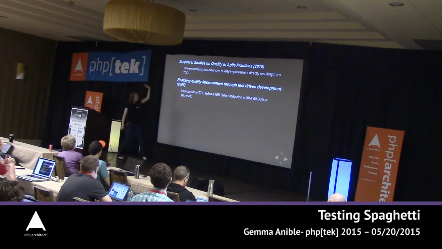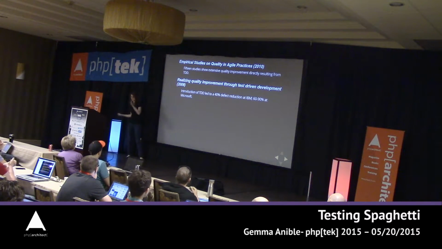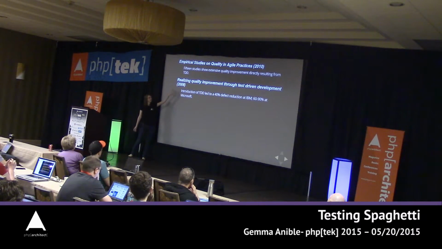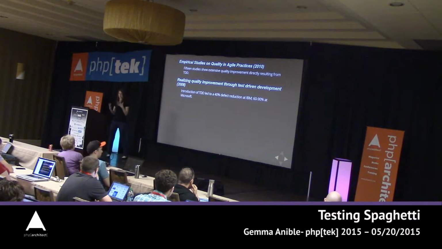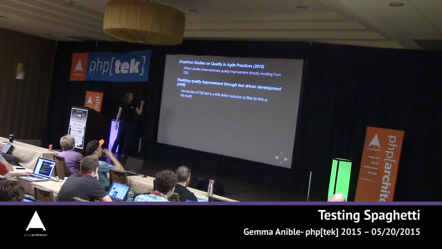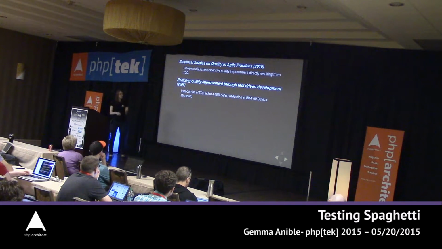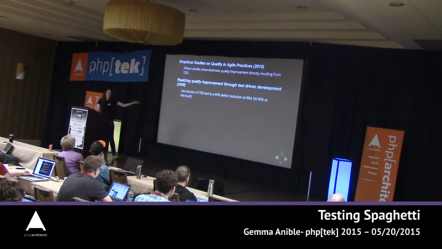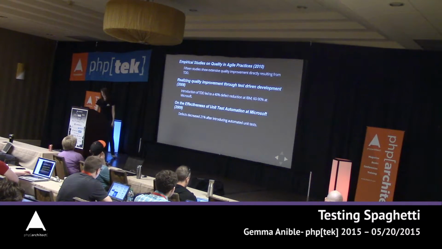This one is the classic study. If you do any academic research into testing at all, you will run across this study. This was big projects, real projects, not case studies, actual production, real projects at IBM and Microsoft. They added test-driven development, 40% defect reduction at IBM, 60 to 90% reduction at Microsoft. How do you not incorporate that into your workflow? 90% defect reduction, that's insane.